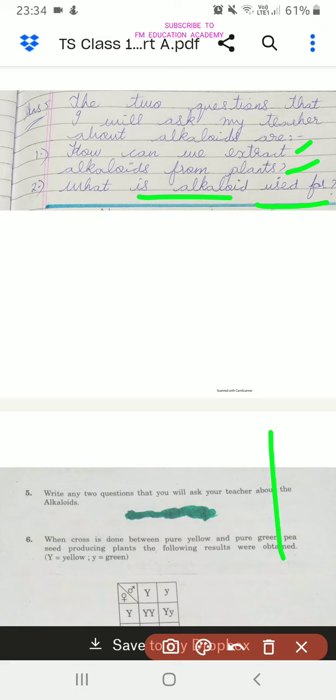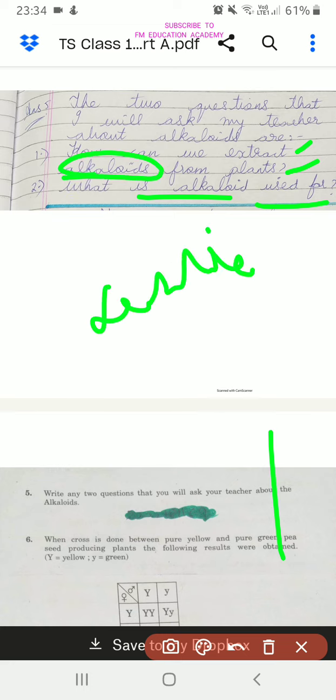Okay, so apart from these, other questions also you can ask, but it should contain the word alkaloids in it, and it should be a sensible and logical question which you would have written.